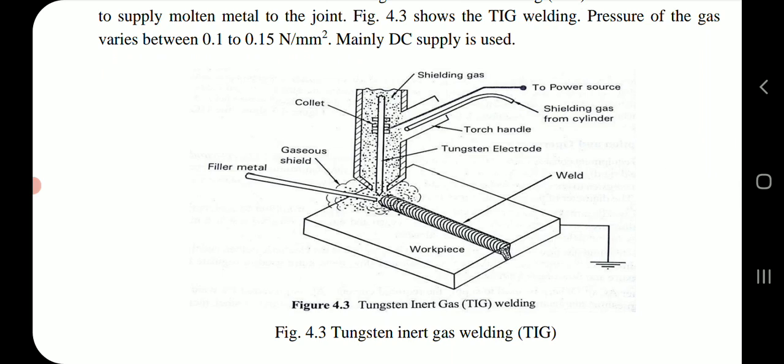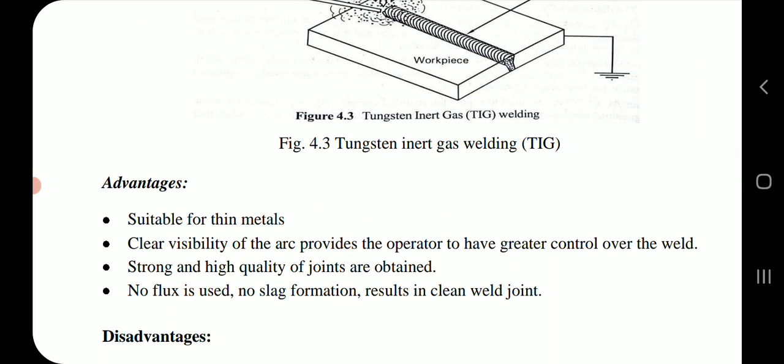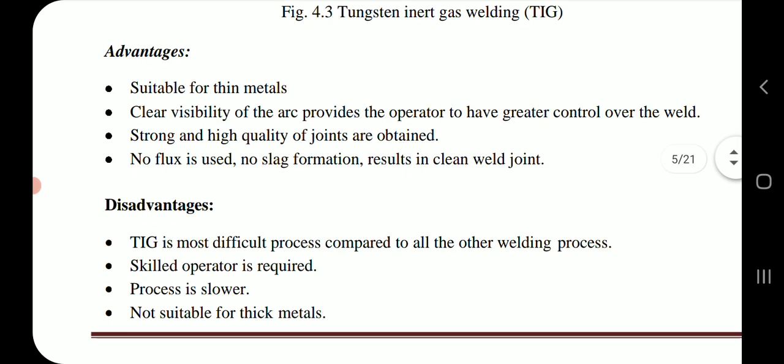Filler metal, gaseous shield, collet, shielding gas to power source, shielding gas from cylinder, torch handle, tungsten electrode, weld and workpiece. Advantages: suitable for thin metals. Clear visibility of the arc allows the operator to have greater control over the weld. Strong and high quality joints are obtained. No flux is used, so no slag formation results in a clean weld joint.